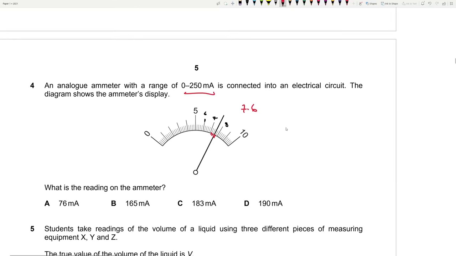It reads from 0 to 250. 0 to 10 corresponds to 0 to 250. So we know that a reading of 10 will correspond to 250 milliamperes. So what about a reading of 7.6? What does it correspond to? 250 by 10 into 7.6 gives us a value of 190. 190 milliamps, so 4 is D.